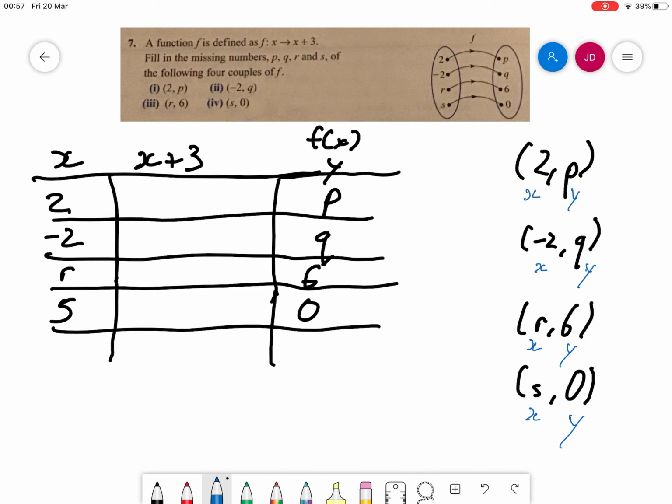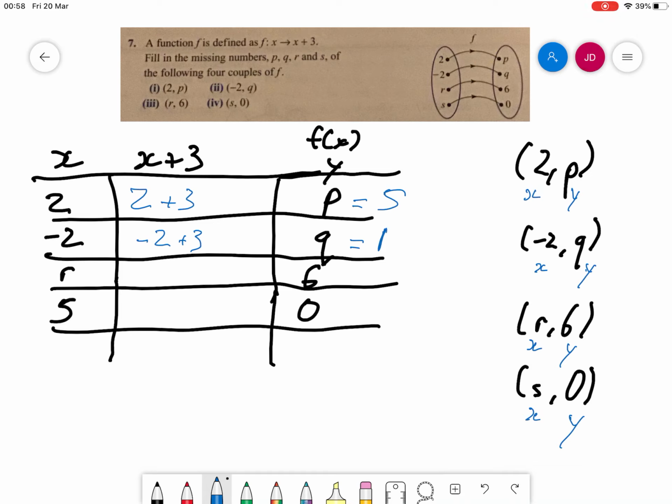So I've got my input of 2. I have to put it into my function of x plus 3, and I'm going to get p, but we need to find out what p is. So when I swap my 2 in for my x, that becomes 2 plus 3. My answer to that is 5, so p is simply equal to 5. For the next line, my x is minus 2, so I sub that in, so that becomes minus 2 plus 3, which is 1, so q therefore is equal to 1.